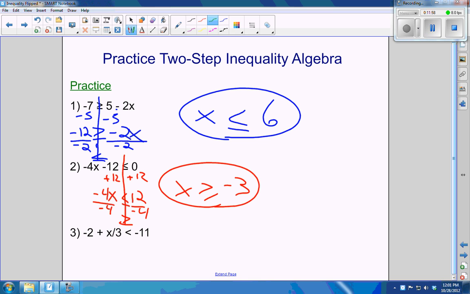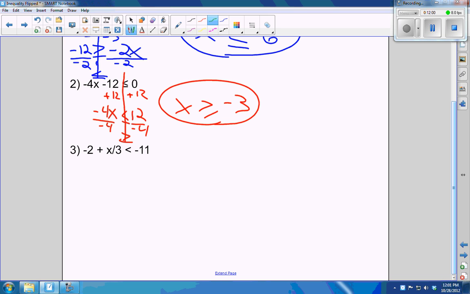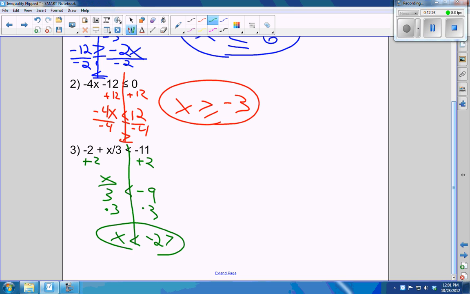And your final problem is negative 2 plus x divided by 3 is less than negative 11. Draw my line. Plus 2, that's negative 9, and I have x divided by 3. The opposite of divide by is times by 3, times by 3. X is less than negative 27.